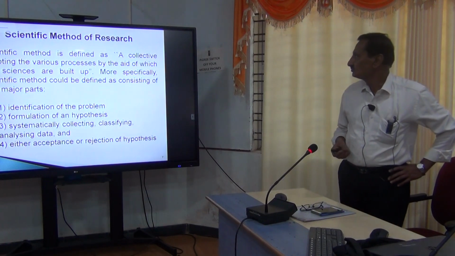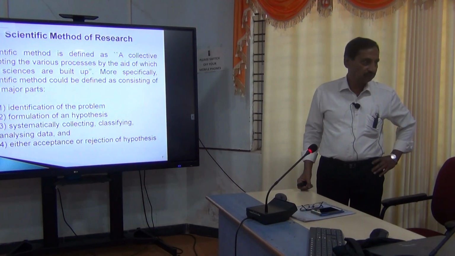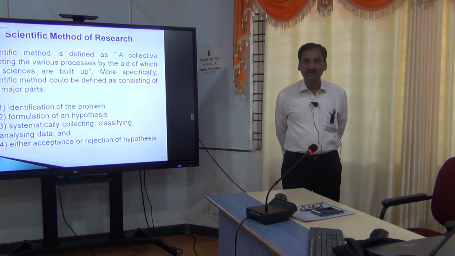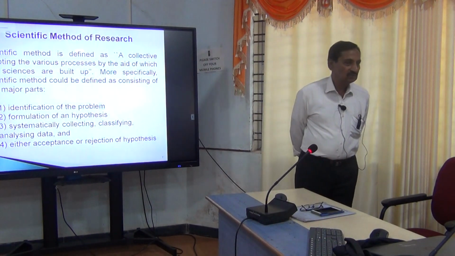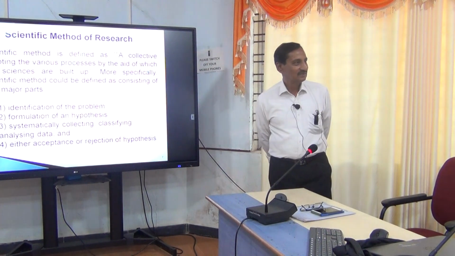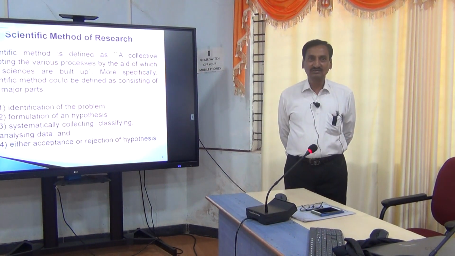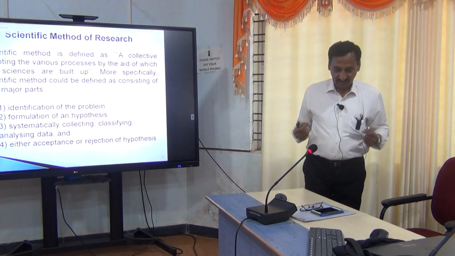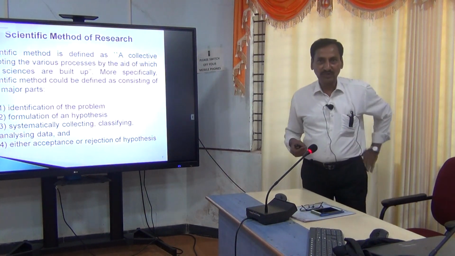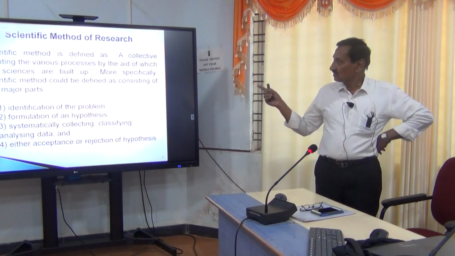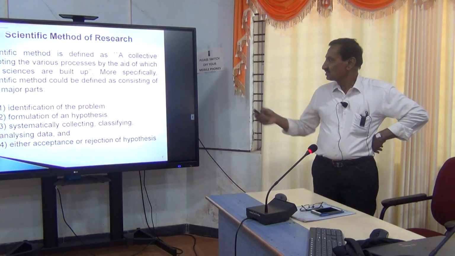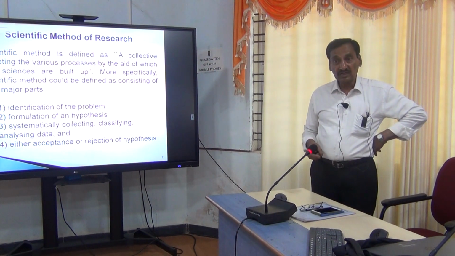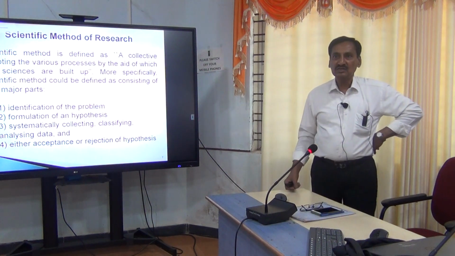Scientific method of research consists of 4 major parts. The first part will be identification of the problem. I observed in the morning session when Professor Shivan asked about the statement of the problem, I think you have not provided the correct answer for that. You are grumbling or hesitating to tell with boldness. So identification of the problem, statement of the problem, that is very crucial for you. Then formulation of hypothesis, that is after objectives and literature review, formulation of hypothesis, systematically collecting, classifying, analyzing data, and either acceptance or rejection of the hypothesis.